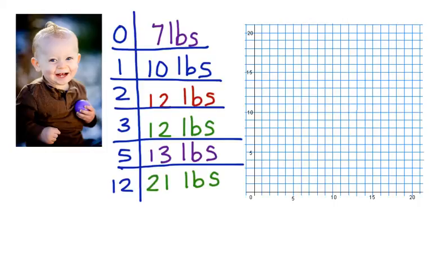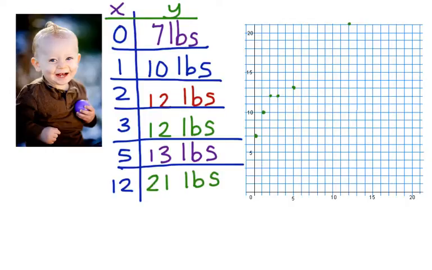Here's a graph with one quadrant. Now let's go ahead and graph the points. Here is our x-coordinate and here's our y-coordinate. So our first point is going to be at 0, 7, our next point at 1, 10, our next point at 2, 12, our next point at 3, 12, then at 5, 13, and then at 12, 21.